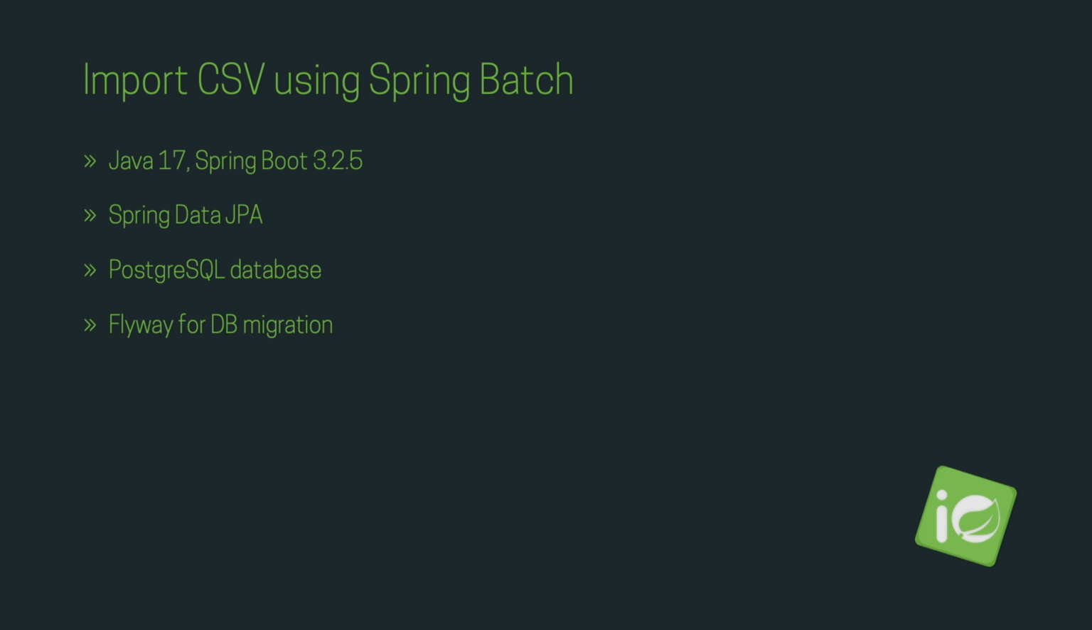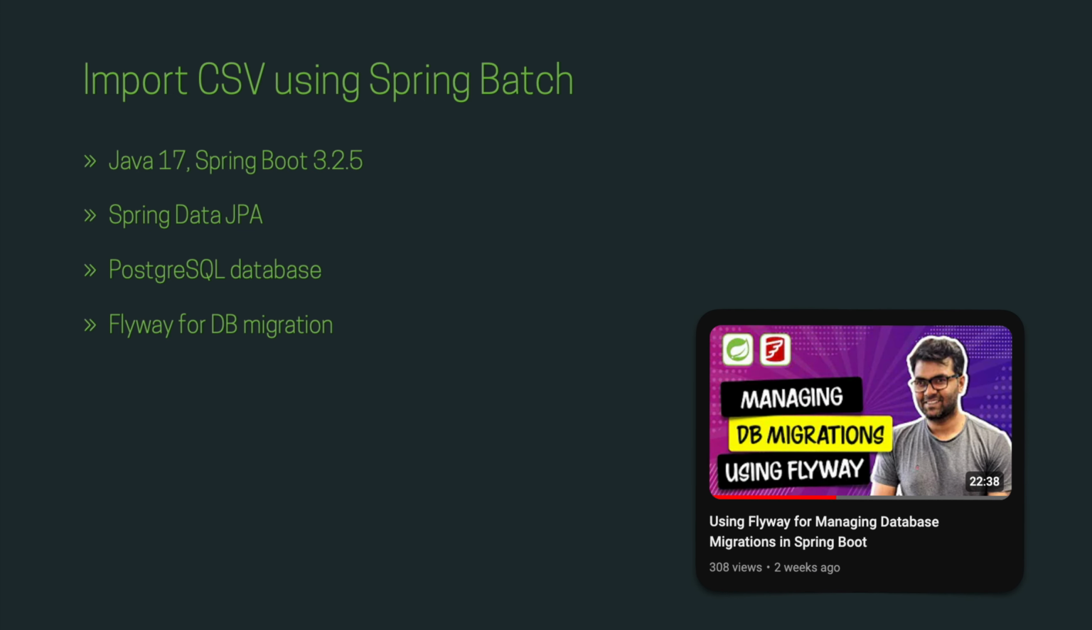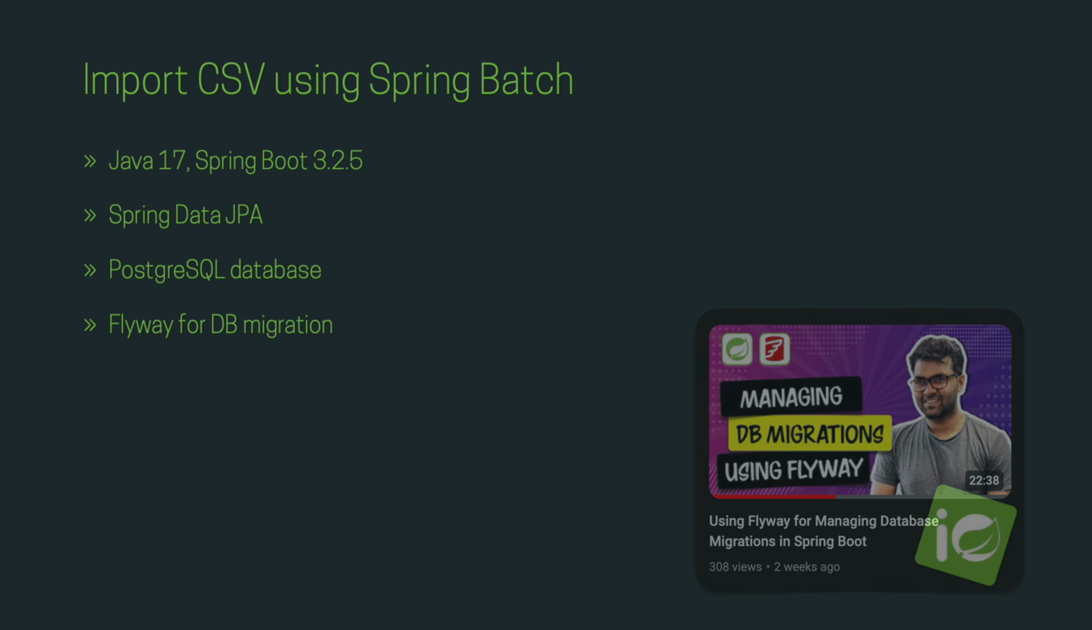So now that we understand the basics of Spring Batch, let's jump straight into the implementation. In this example, we will use chunk-based processing for reading the CSV file data, process it, and then store it into the PostgreSQL. For managing the database migrations, we will use Flyway. If you are not familiar with Flyway, then check out the link in this video description. I have created a dedicated video that explains configuring Flyway within your Spring Boot project.